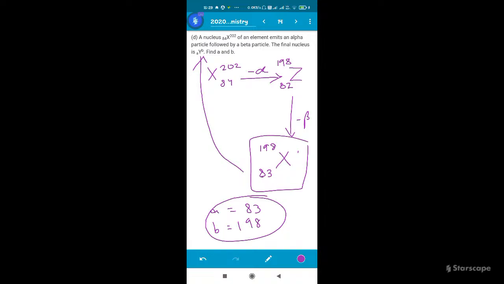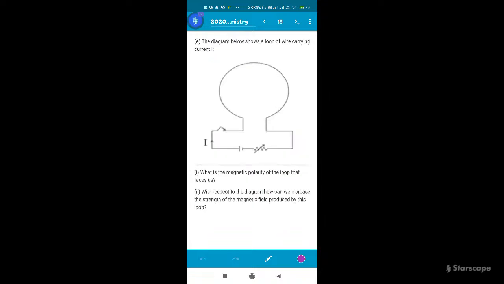Now let us move on to the last question for today's live session. It is also from the chapter electromagnetism. Over here we have a current carrying loop, and we have been asked to find the magnetic polarity of the loop that faces us. That means if we are seeing from the top of the screen, what will the polarity be for us? Okay, so let's see.